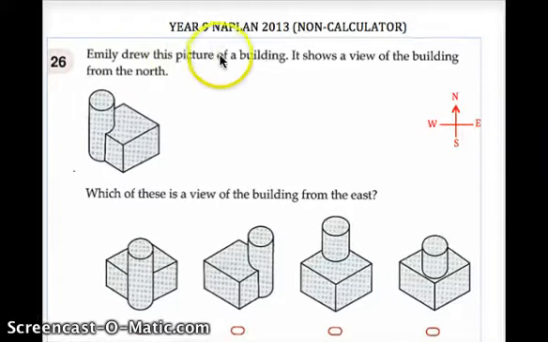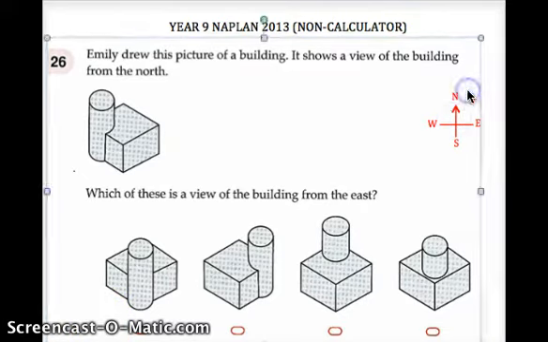Okay, Emily drew a picture of a building. It shows a view of the building from the north. So this is north here. Which of these is a view of the building from the east? Okay, you can pause the video and try the question.